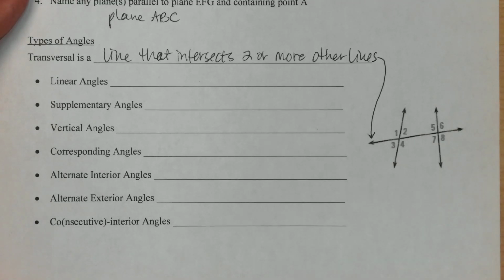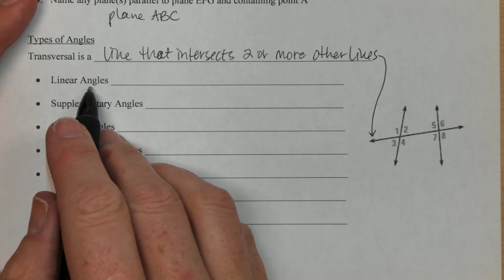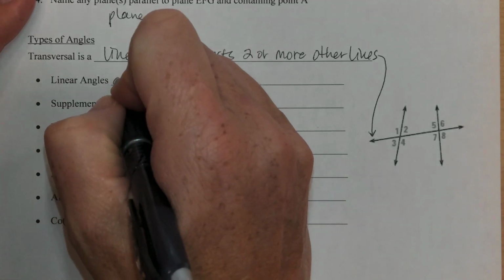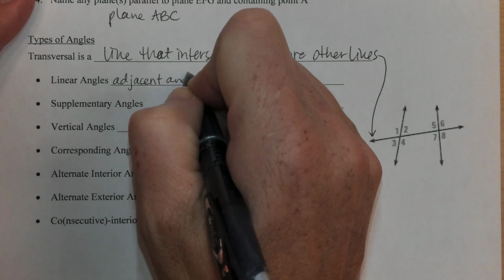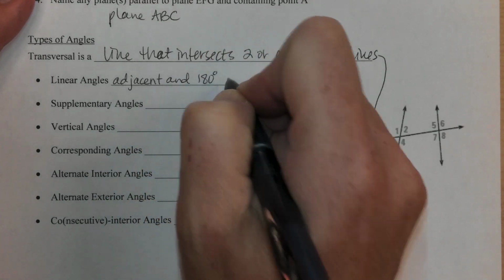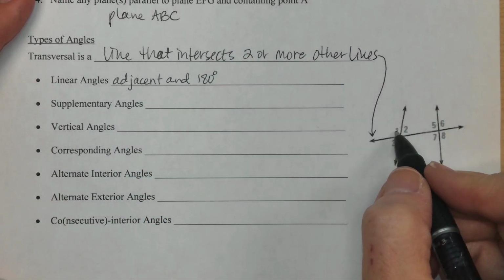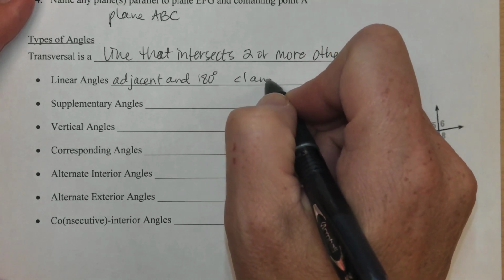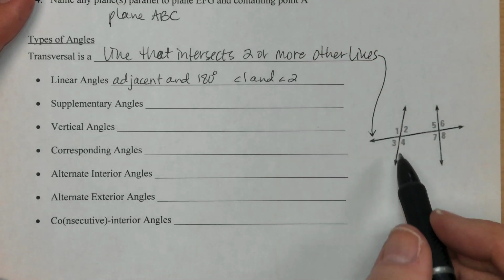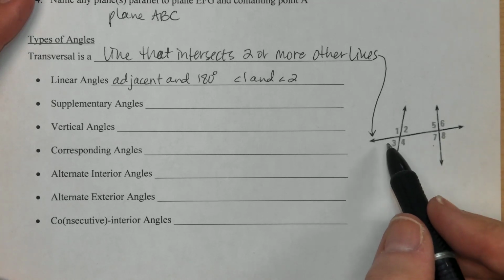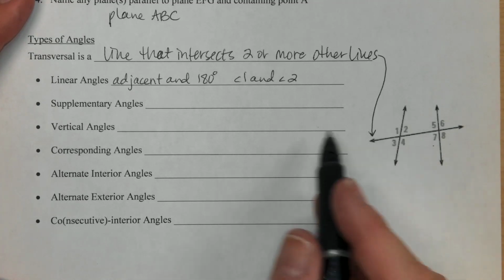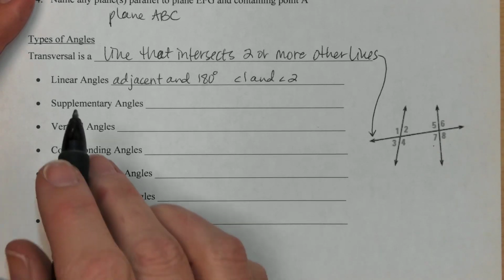I know it doesn't have any labels on it, but the transversal is the one that cuts through two or more other lines. Linear angles, we've talked about these ones before. They are adjacent, they touch, and they equal 180. And an example of that would be like 1 and 2. There are lots more examples in this picture. 7 and 8, 8 and 6, 6 and 5, 3 and 4, 4 and 2. There's a lot of them. I just picked out one.